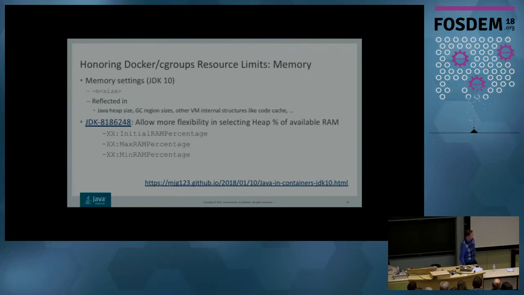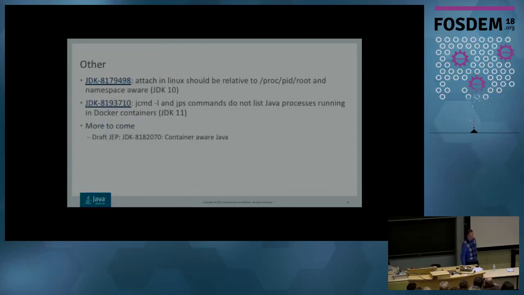As has been mentioned a few times, heap size isn't the only memory that the JVM uses. So there are a couple of flags for allocating a percentage of the container resource constraint that's available to you. You obviously don't want to give 100% of it to the heap because you'll run out of memory. So, last slide, that's on honoring resource limits.